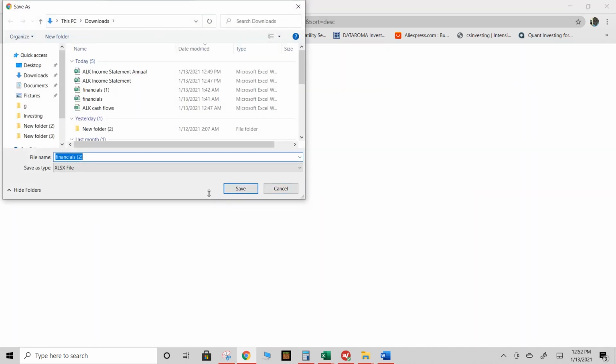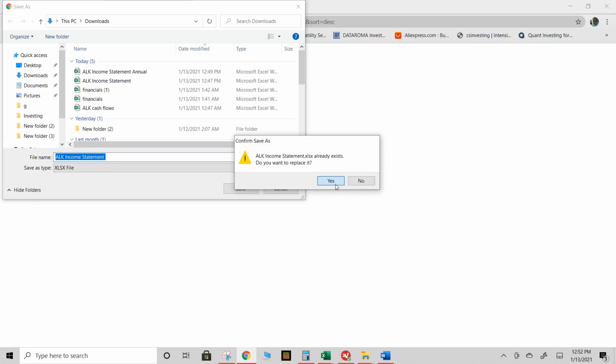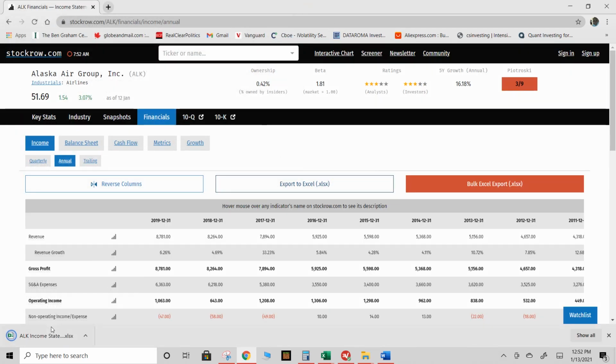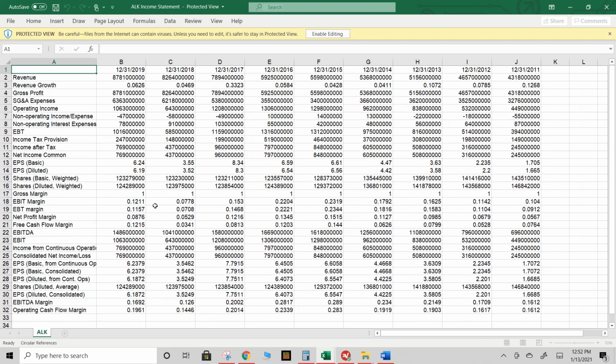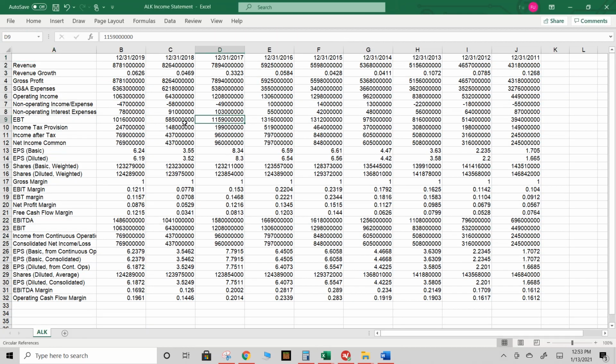And then it'll prompt me to save it. So I will save it. Yeah, I already downloaded it, but I'll do it again. And then I click right here, and it should open up. Might take a second. Enable editing, and now you can see here's 2019 year end, here's 2011 year end.